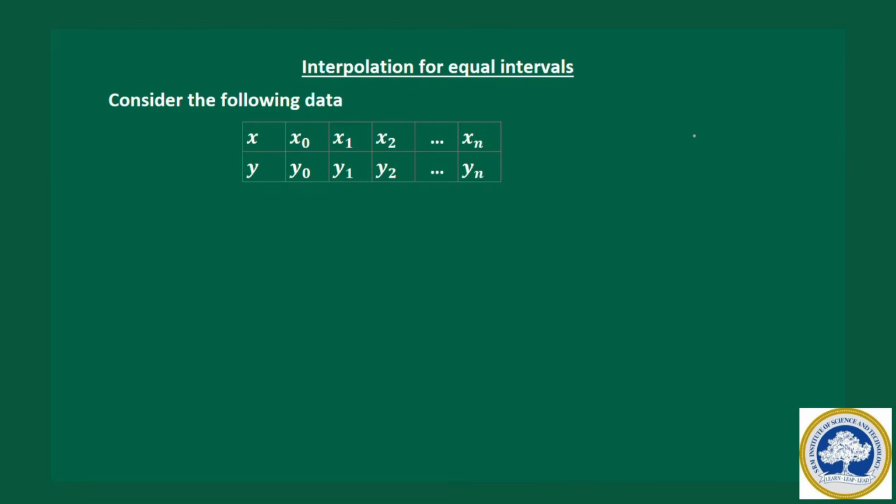That is, let us consider the x values as x0, x1, x2, etc., xn, and y values as y0, y1, y2, etc., yn. If these are the given data, for this data, what is the formula for Newton forward interpolation formula and what is for Newton backward interpolation formula?